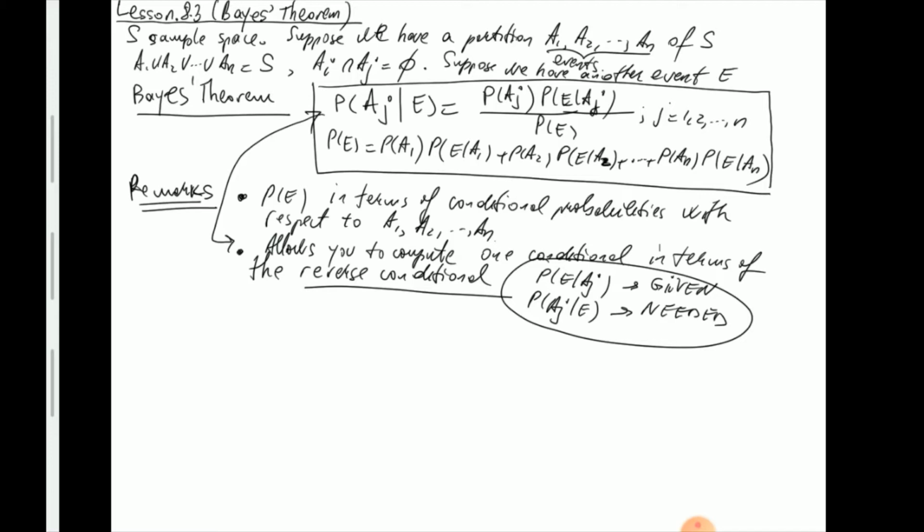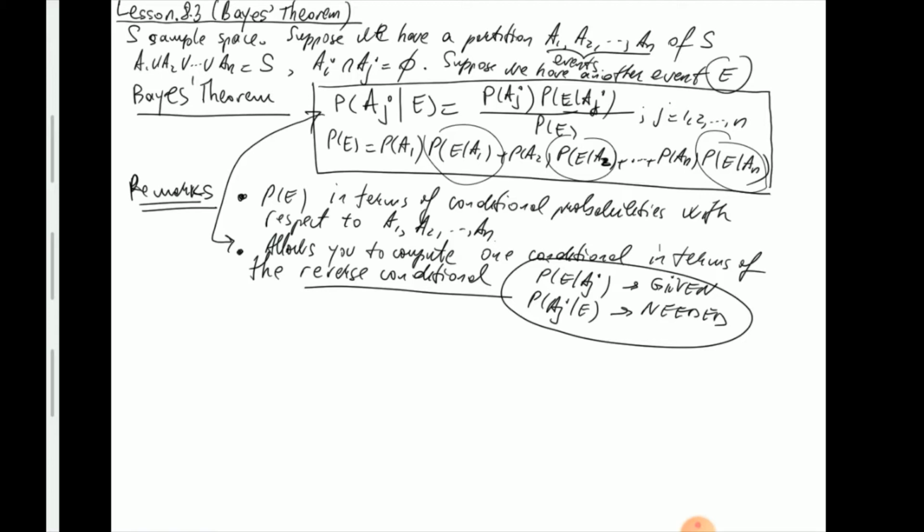You have the data given in terms of these conditionals. Imagine also you know the probabilities of that partition, A1, A2, up to AN. But you need the reverse conditional. So the second part of Bayes' theorem allows you to compute the probability of any event E. But you may also want to compute the reverse conditional, AJ given E, when you actually have the probability of E given AJ.